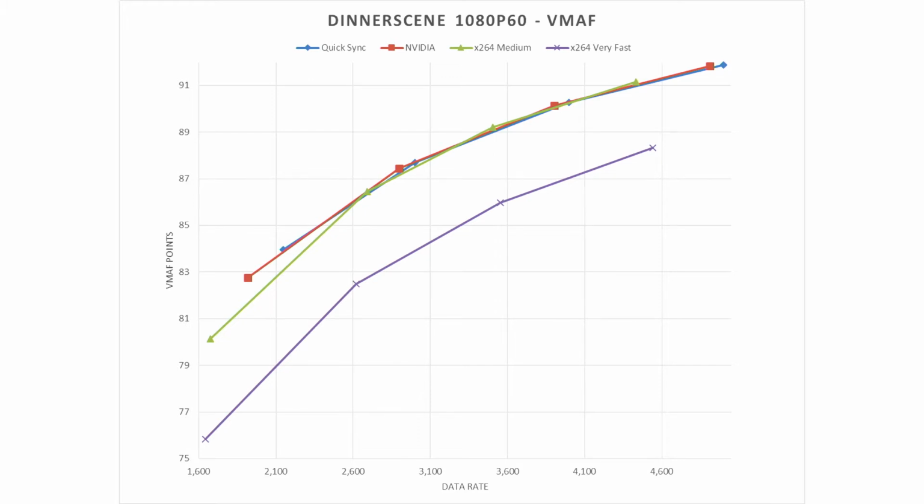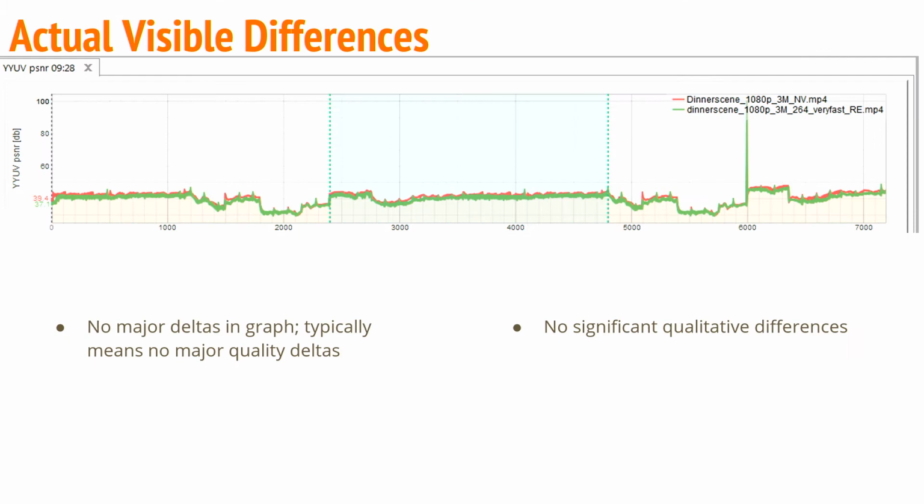So for this is dinner scene. What we're seeing here is NVIDIA is close to the top. QuickSync is close to the top. Medium is very close. And very fast is clearly not competitive. And this is, again, the Moscow State University tool.